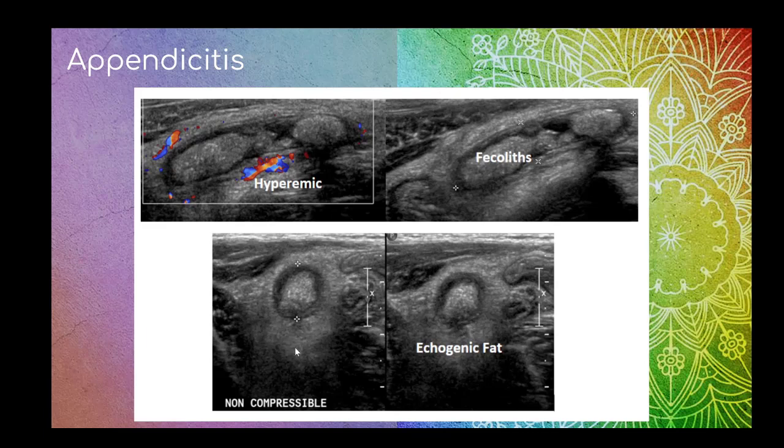the appendix here. This picture is labeled non-compressible, so you're going to center your appendix, push down on it, and it should not compress. And that's a good time then to assess the McBurney's point as well. See if they have that rebound pain.